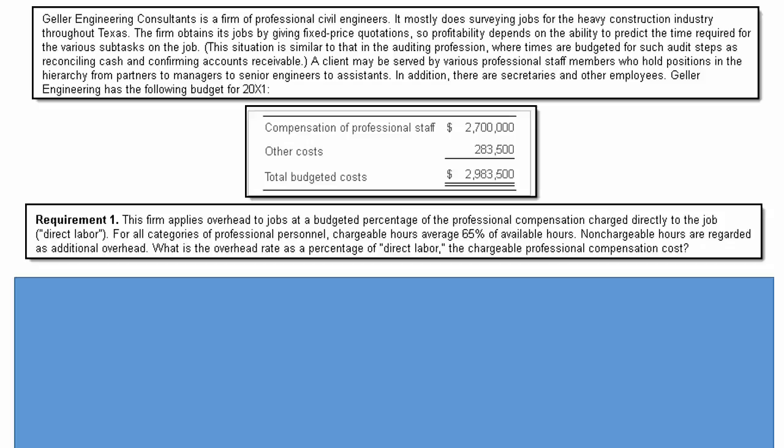Here's what it says. The firm applies overhead to jobs at a budgeted percentage of the professional compensation charged directly to the job. Okay, and that's the ones that are charged directly to the job we're referring to as direct labor. For all categories of professional personnel, chargeable hours average 65% of available hours. Non-chargeable hours are regarded as additional overhead. And the first requirement says, what's the overhead rate as a percentage of direct labor? The chargeable professional compensation cost.